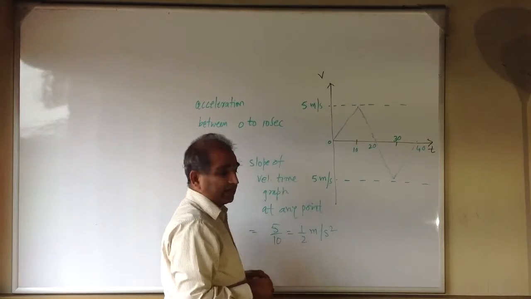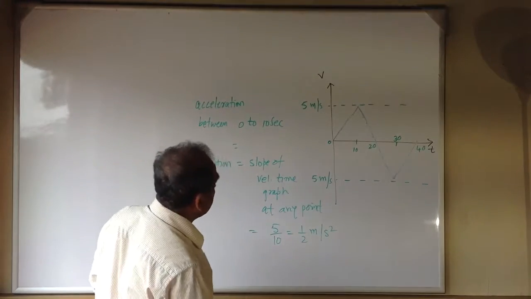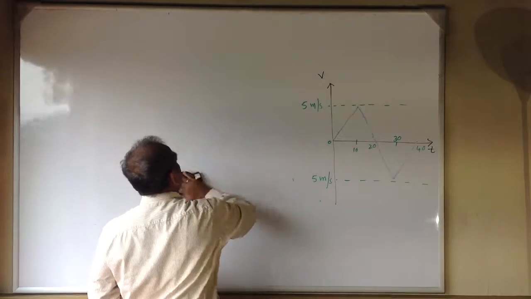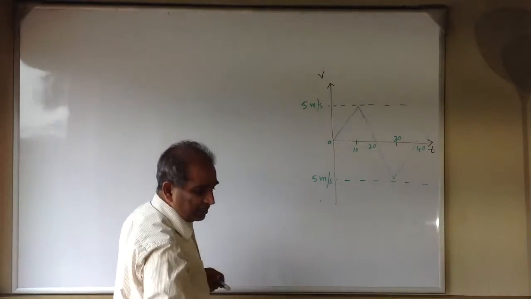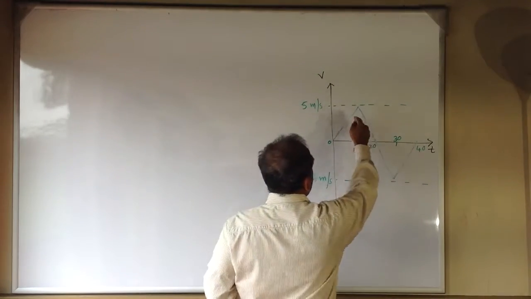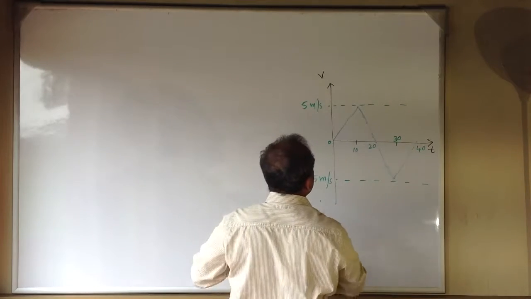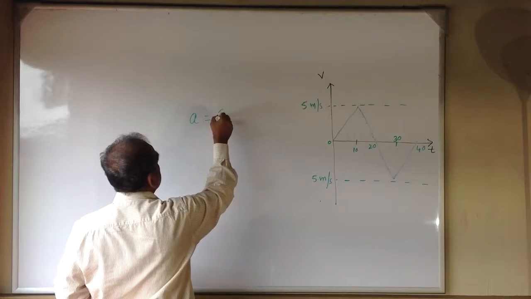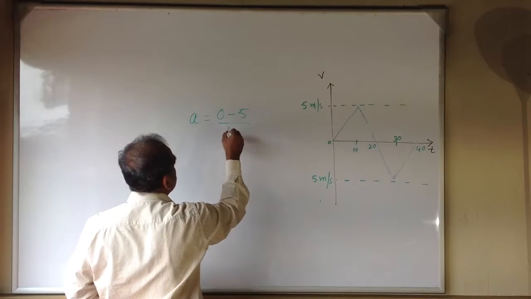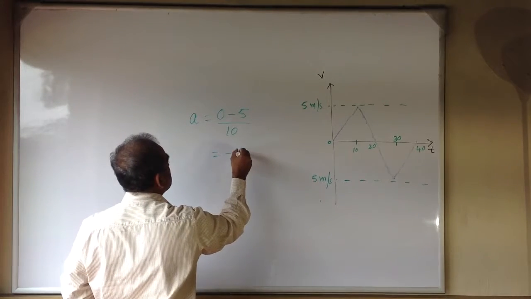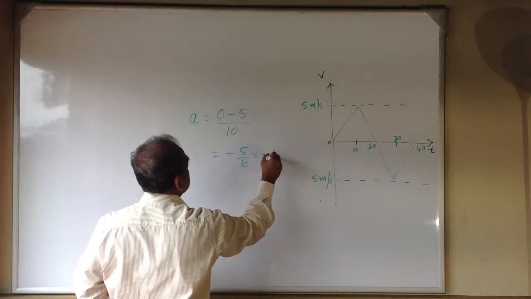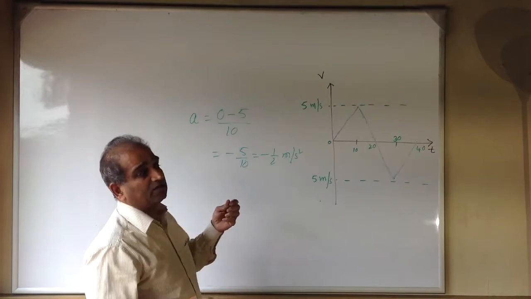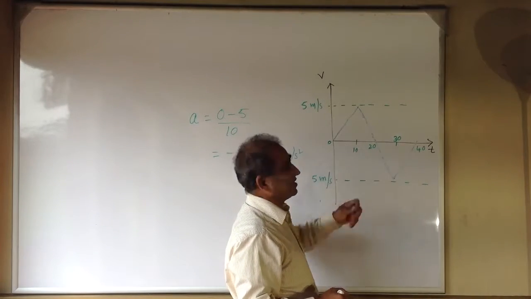What about 10 to 20? If someone asks you between 10 and 20 seconds, the same method, rise over the run. So the run is from this point to this point. The rise is from this point to this point, that is from 5 meters per second to 0. So therefore acceleration is equal to 0 minus 5 over 10, which is equal to minus 1/2 meter per second square. This is the acceleration of the particle between 10 and 20 seconds.